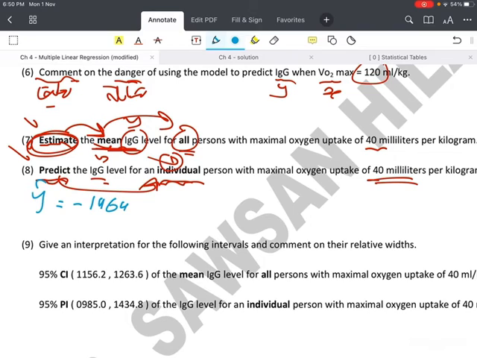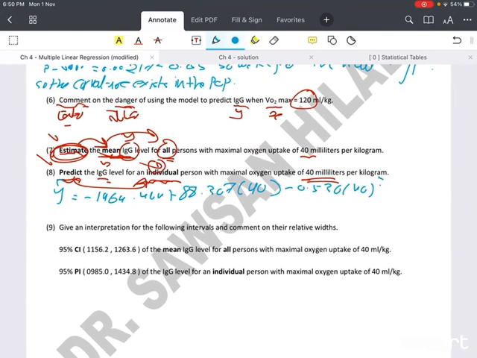-1464.404 plus 88.307 times 40, which is x. Then minus 0.536 also times 40 to the power 2. The value will be 1210.276. So estimate or predict, it's the same, just a difference in the way of asking the question.